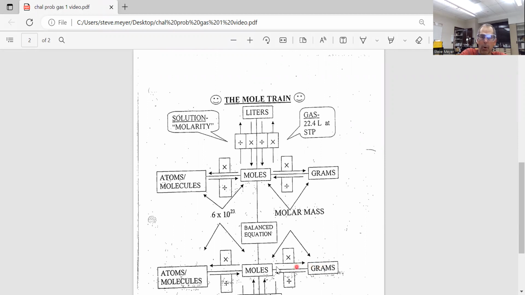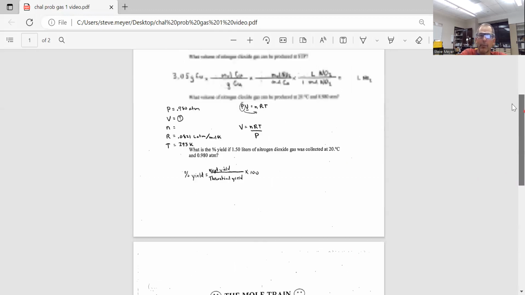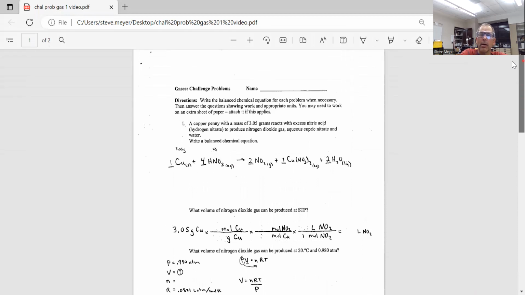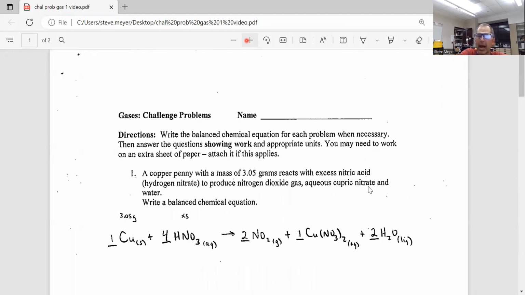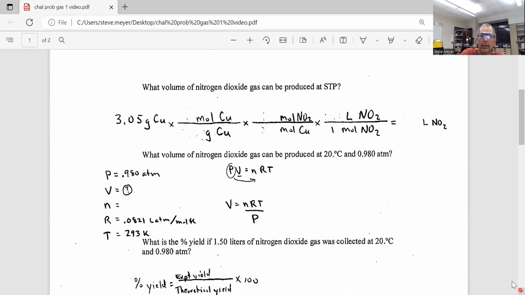And then we're going to go to moles of copper. Then we're going to go to moles of NO2, and then we're going to go through 22.4 to liters. The grams to moles, moles to moles, moles to liters is going to be our pathway. And I kind of put this in here already. Make this bigger again as we go back. Just wanted to show that path. And let's take a look at what we have. So we got this equation right here. And it says, what volume of nitrogen dioxide gas can be produced at STP?